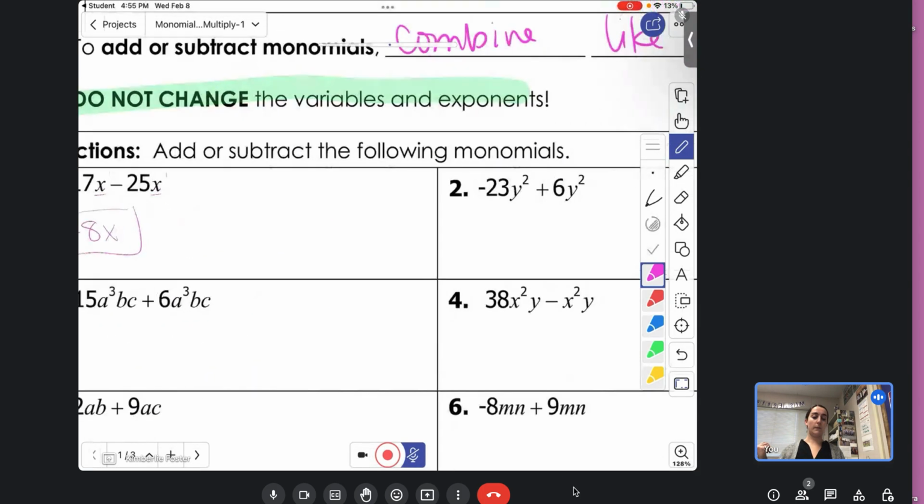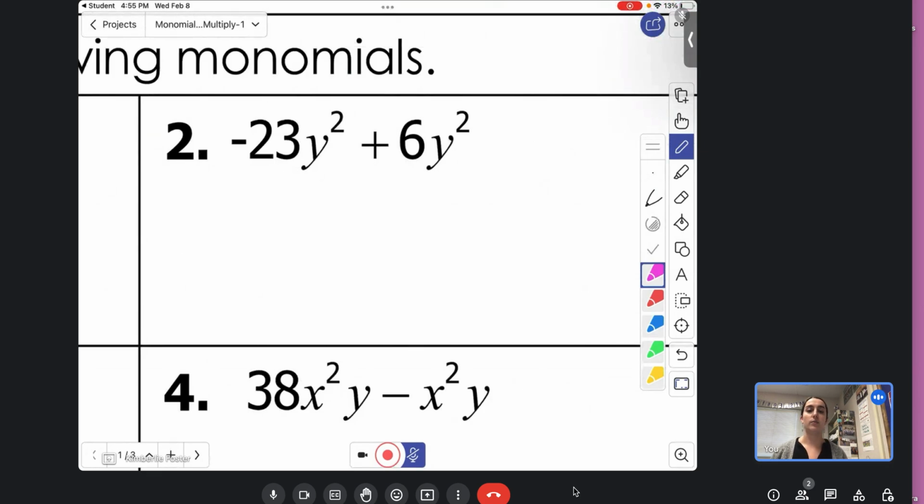Okay, number 2. Again, I notice these are like terms because they both have y's and both of the y's are squared. So I look at my negative 23 and my positive 6. I combine those and my y squared stays the same. So negative 23 plus 6 ends up being negative 17 y squared. Okay, so I feel like you guys are going to catch on to this pretty quickly. Combining like terms. That's pretty much it.